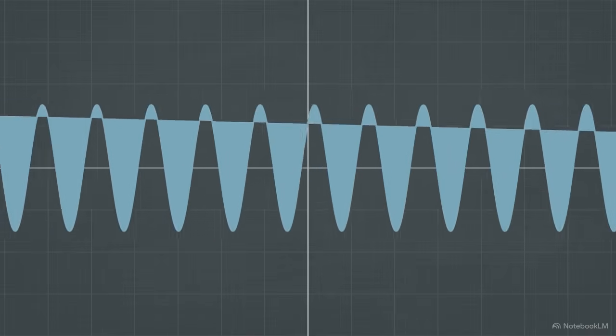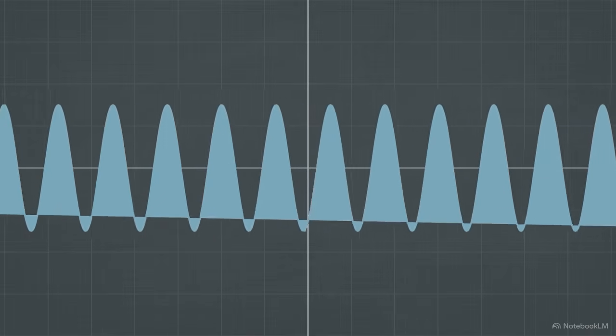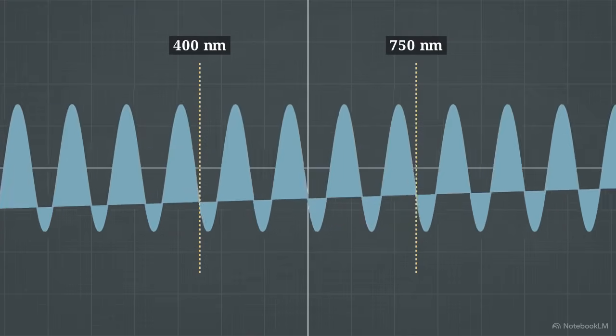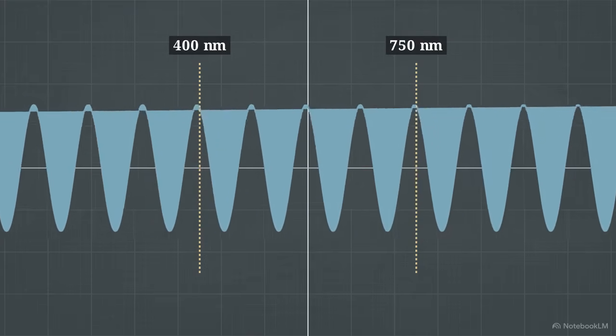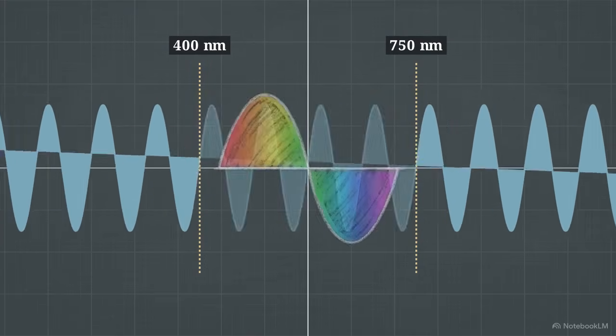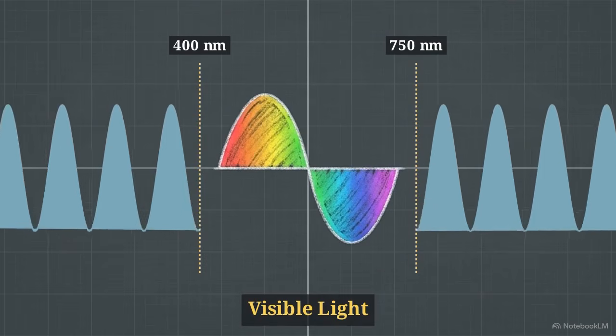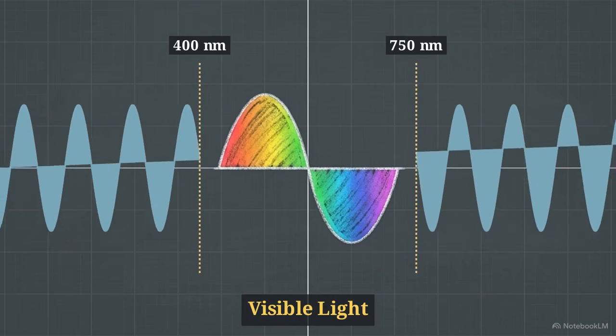This diagram illustrates the electromagnetic spectrum. Notice this narrow band between 400 and 750 nanometers. This specific frequency range is what we detect as visible light.